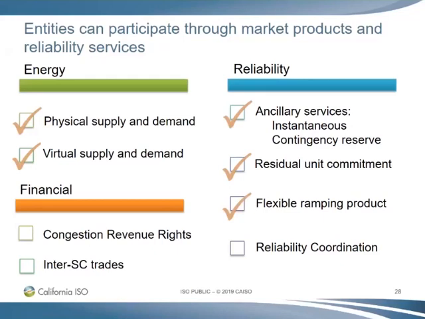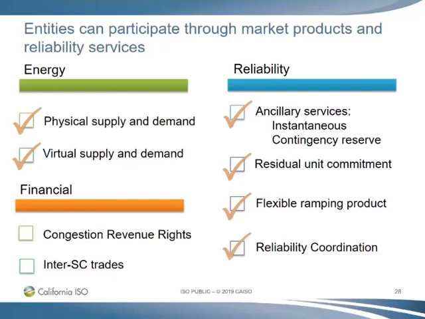Flexible ramping products provide additional upward and downward flexible ramping capability to account for uncertainty due to demand and renewable forecasting errors in the real-time market. It ensures that some unloaded capacity is reserved to be dispatched as energy if needed.